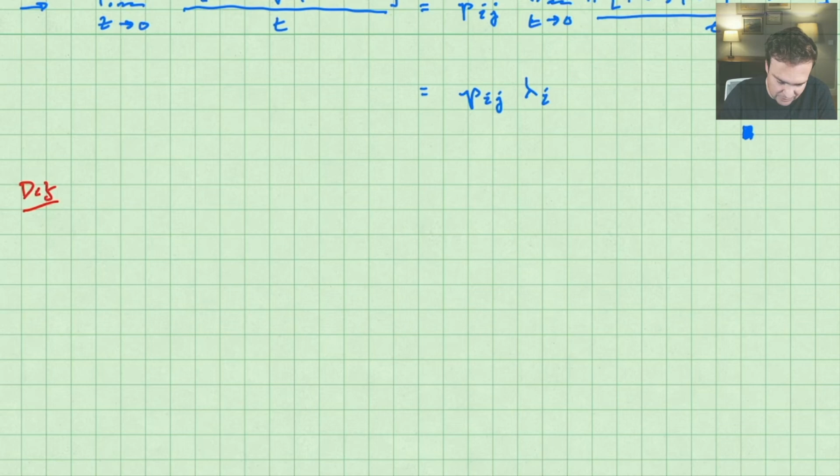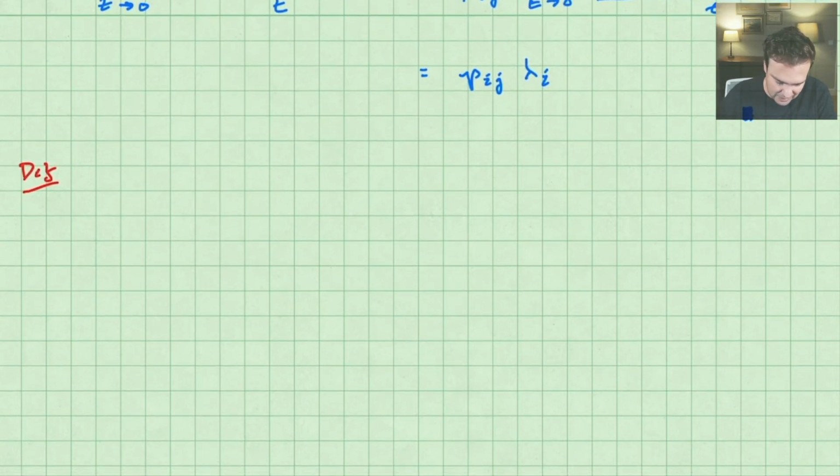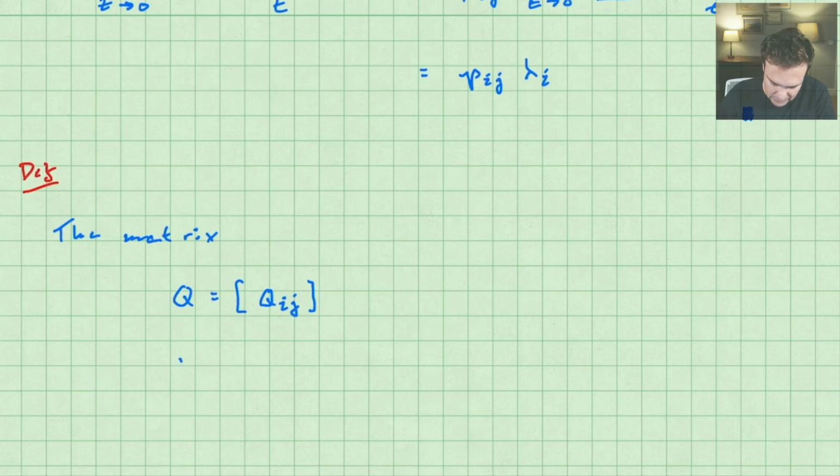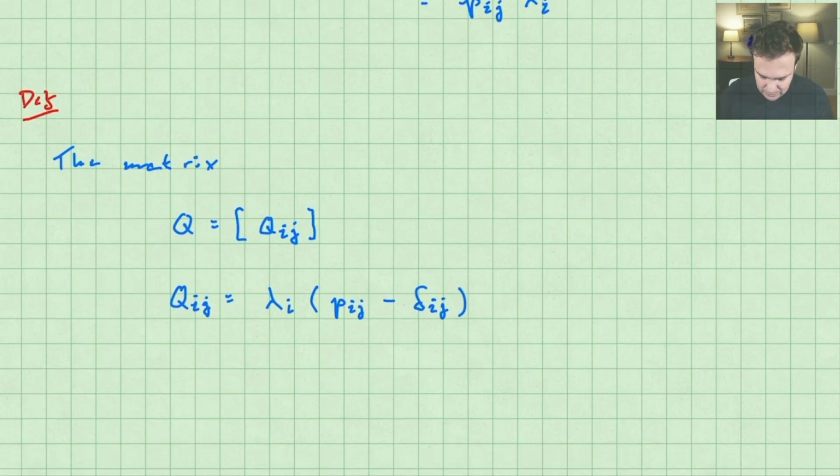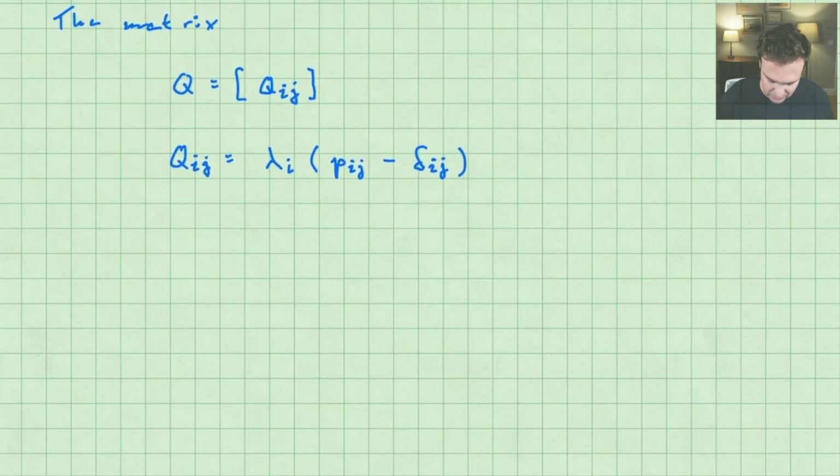So we're going to define a matrix of these things. It has a fancy name, but let's call it Q, and it has elements Q_ij, where Q_ij looks like this. It's lambda i times P_ij minus the Kronecker delta ij. This is sometimes easier to express than writing out the whole matrix. Right, but if you want to look at how this looks written out as a matrix, you can do that too.